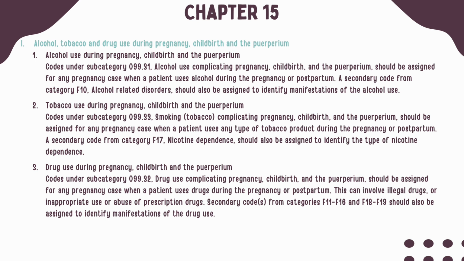And then lastly, when drug use is present during pregnancy, childbirth, or the puerperium, a code from subcategory O99.32 should be assigned. Then a secondary code from subcategories F11 through 16 or F18 and 19 should also be assigned to identify any manifestations of the drug use. Now, it is important to know that this can include either illegal drug use or inappropriate usage or abuse of prescription drugs.